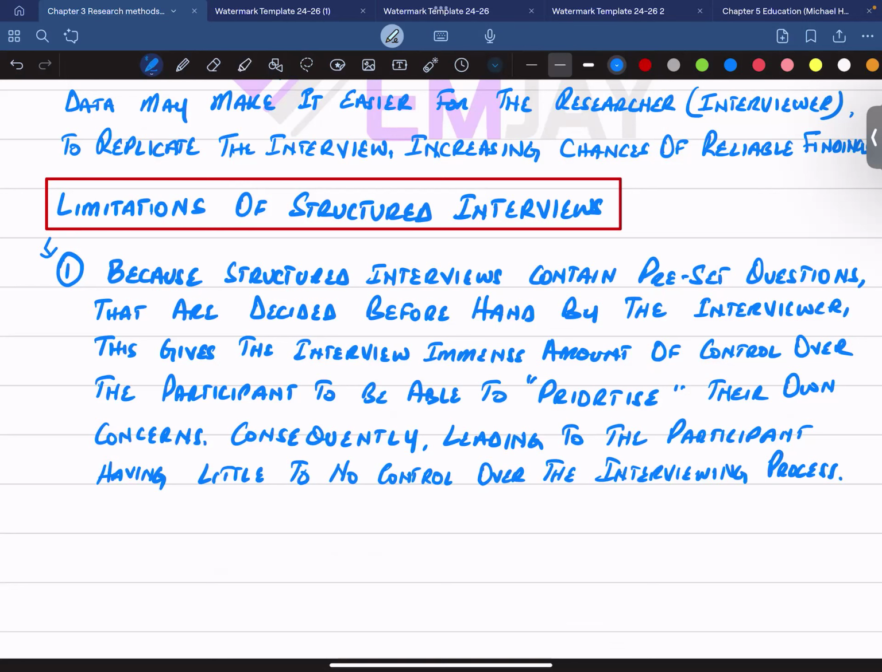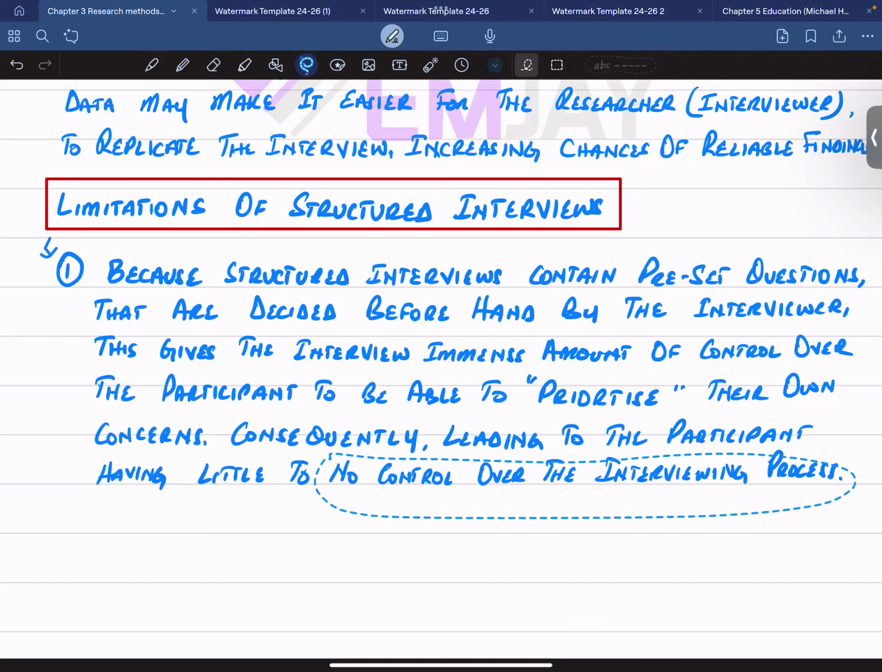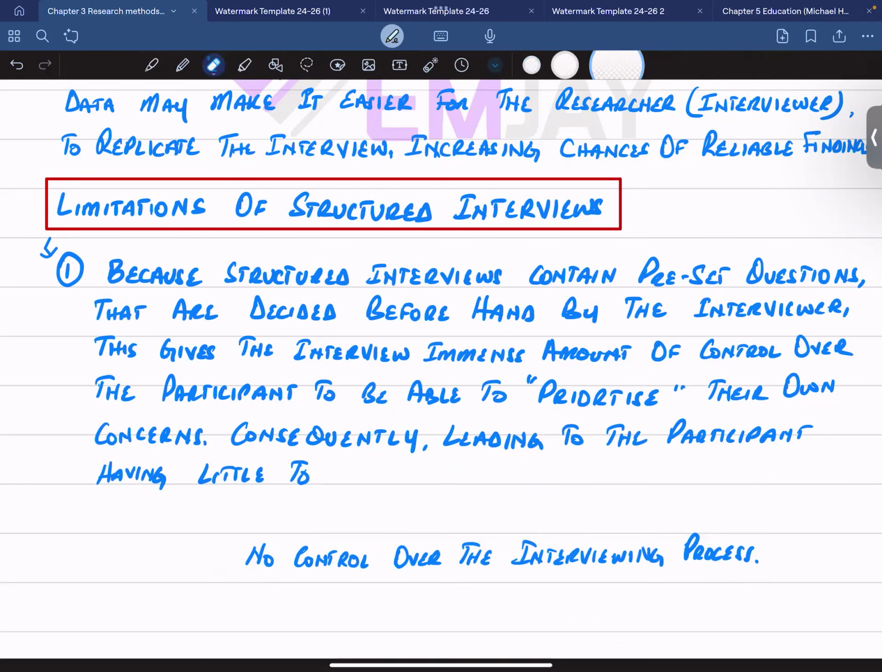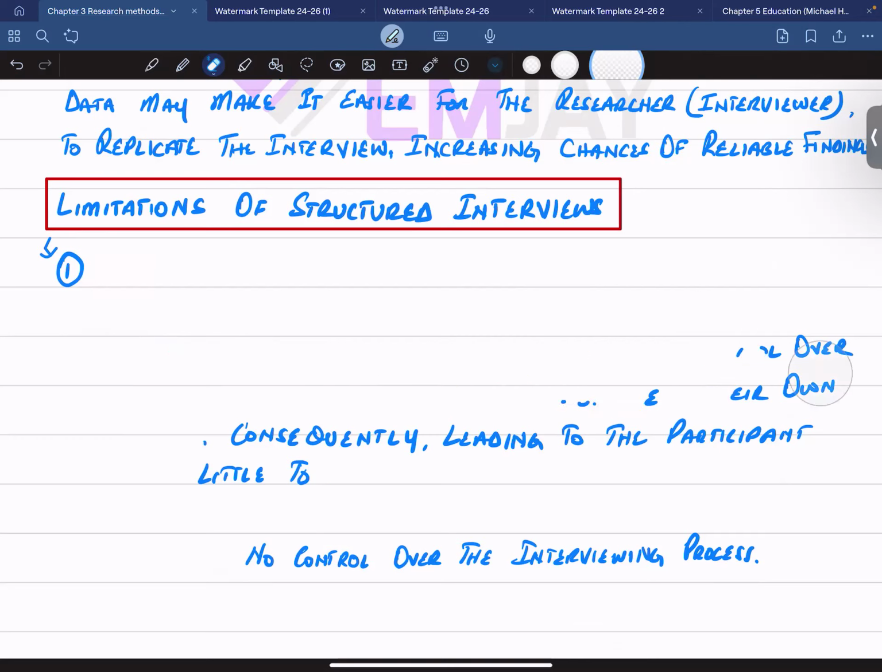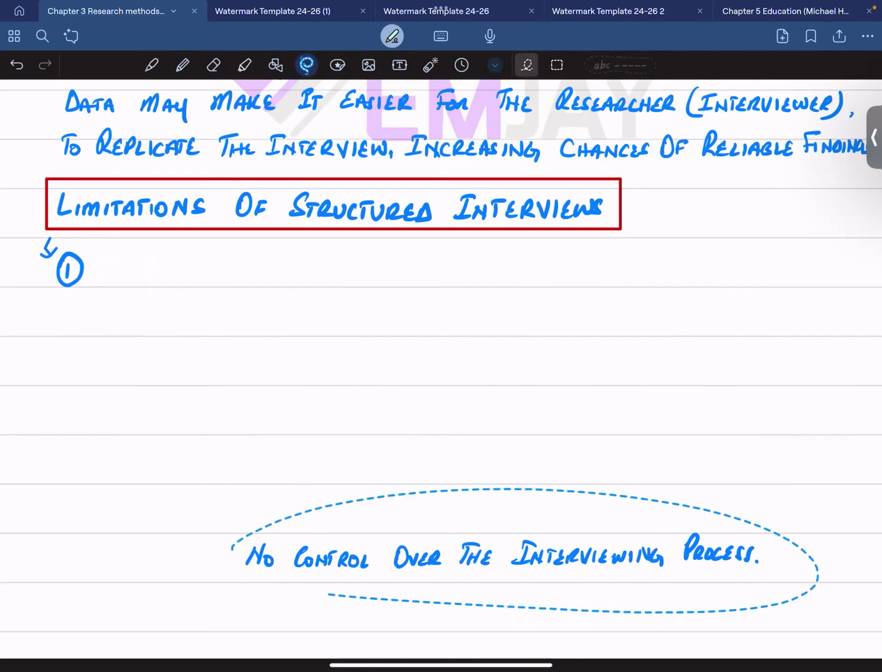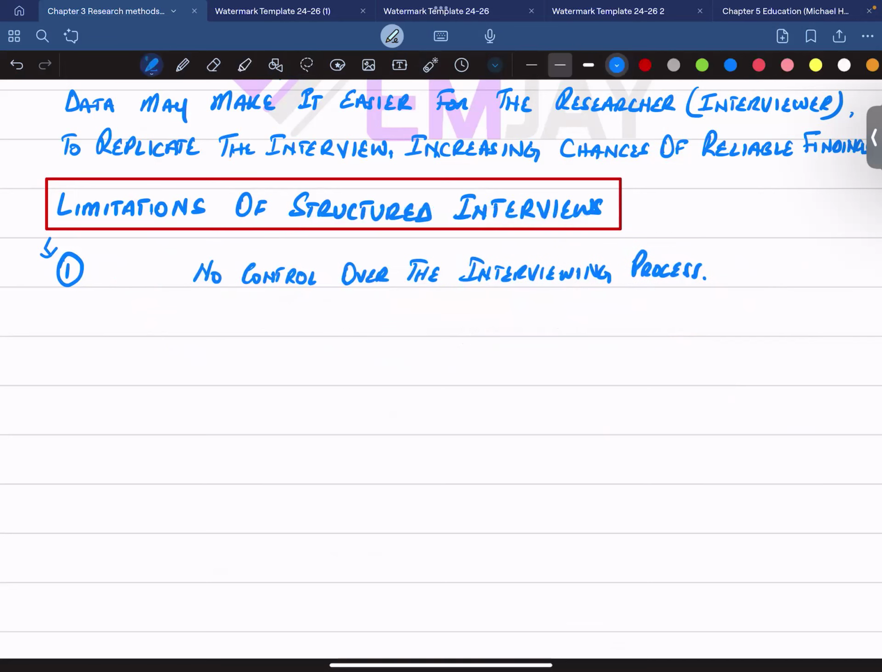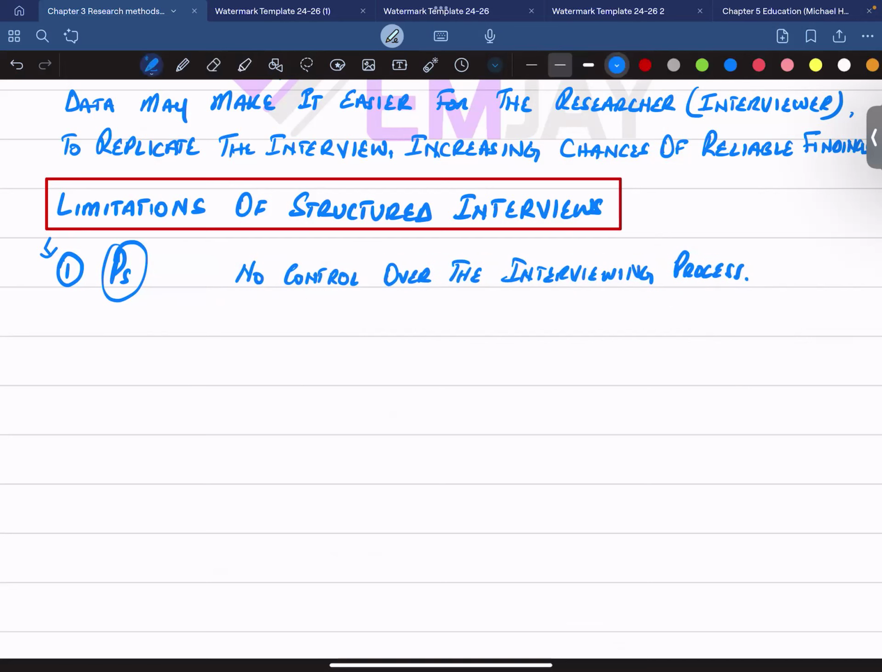So if you want a shorter version, if you want to just make pointers out of this as notes, you could simply say that the participant has no control over the interview process. I'll just do that for you so that it's easier. So yeah, here you go. This entire thing was an explanation. If you've understood, you want to write it down, you write it down. If you don't want to write it down, this line in itself should suffice. So the participants have no control over the interviewing process because it is structured.